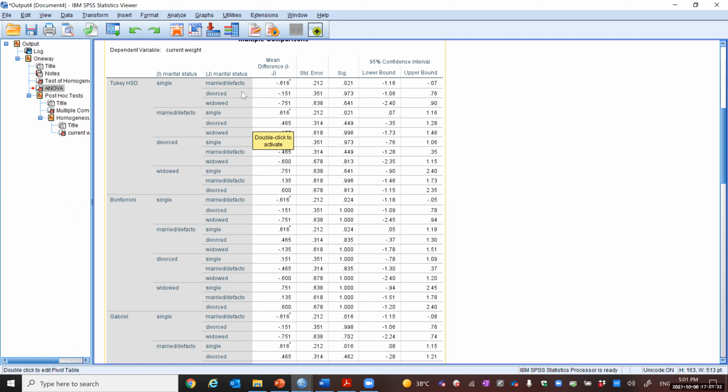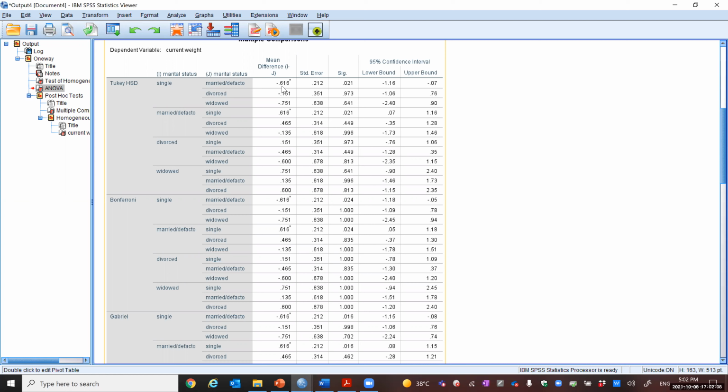Now, for instance, if you look at the first row, the mean difference I minus J is minus 0.616. Because the result is negative, it means that the married have a higher weight, a higher mean, and I, which is single, have a lower mean. That's why you end up getting a minus with your answer.